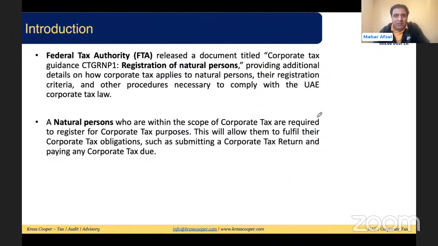Now we will discuss in detail what they mentioned in the guide. The Federal Tax Authority issued a Corporate Tax Guide, CTG Corporate Tax Guide Resident Non-Natural Person 1, Registration of natural person. They provided additional information, basically what is the scope of corporate tax on the natural person, how to get themselves registered, what are the compliance requirements for the natural person. Natural person who are in the scope of corporate tax are required to register for corporate tax purposes. This will allow them to fulfill their corporate tax obligations, such as submit a corporate tax return and pay any corporate tax dues.